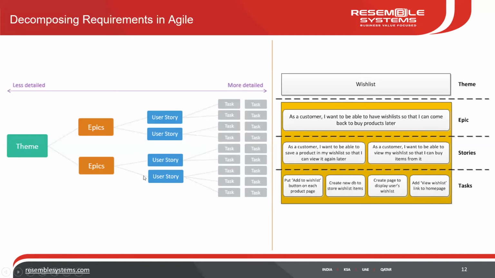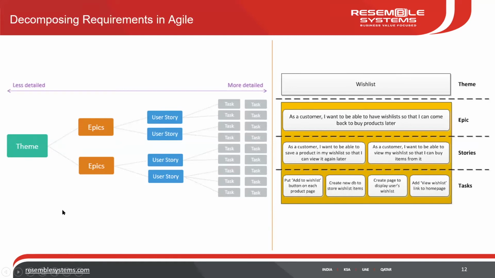It starts off with something called a theme. On the left, if you see, it is called theme, and then it is broken down into epics. We will look at an example which is on the right, but if you can focus here, the theme is the main thing, which is broken down into epics. The epics are broken down into something called user stories, and the user stories are eventually broken down into tasks. Now these tasks are the things that get executed at the development level. So this is how it is done.